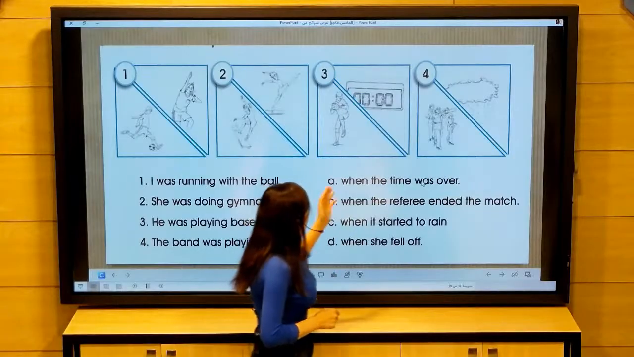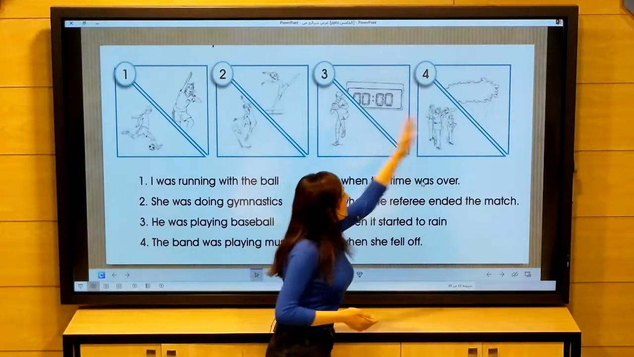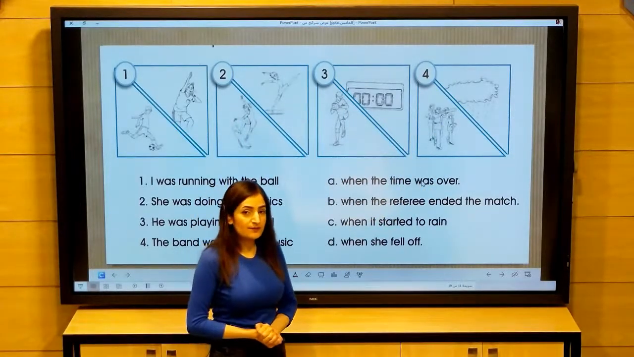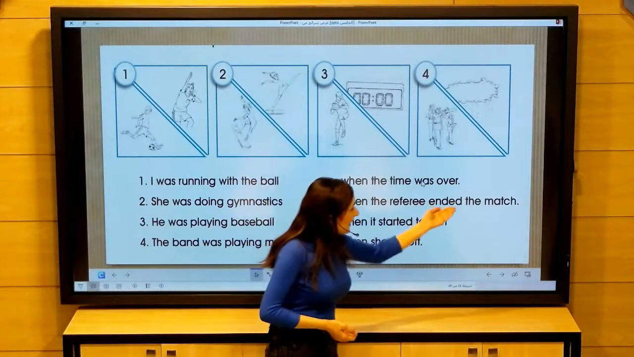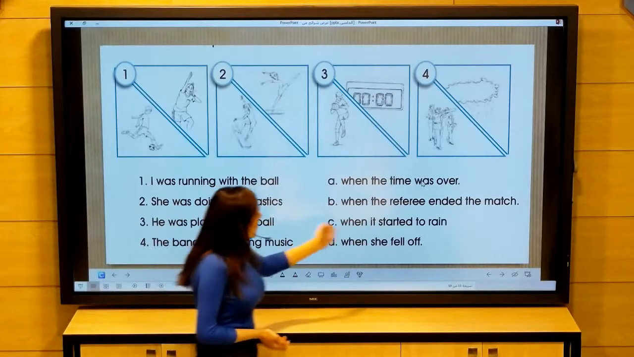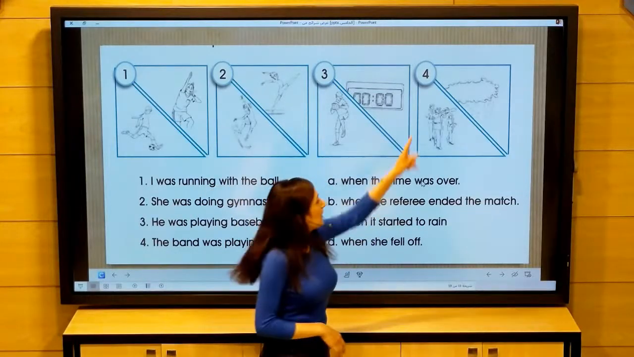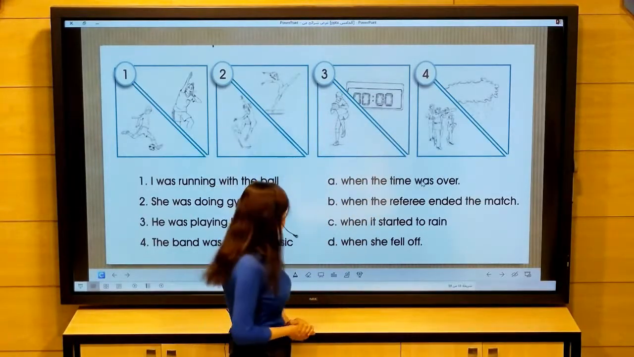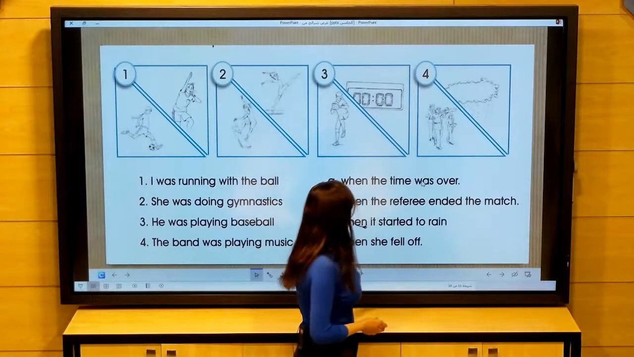Look here. When the time was over, which picture shows the time was over? When the referee ended the match. When it started to rain, look here, which picture? Rain. When she fell off, now the answers.